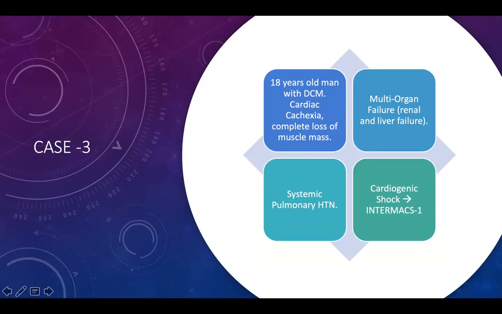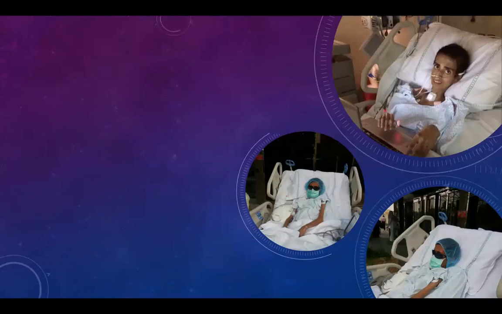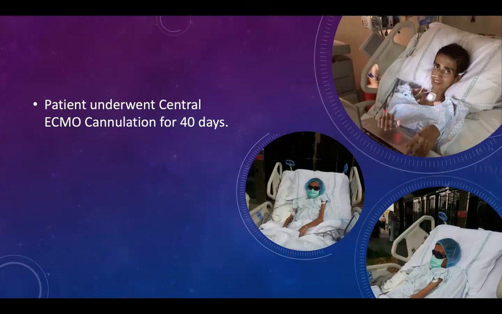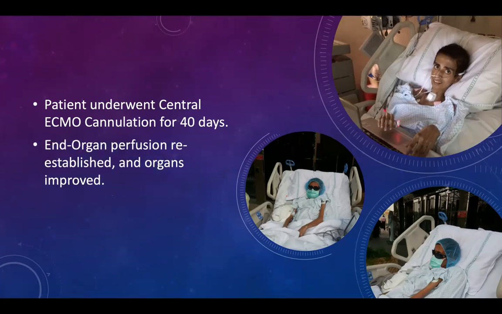Thank you. Case 3, an 18-year-old with dilated cardiomyopathy, is cachectic. He completely lost his muscle mass. He's got multi-organ failure. He's got systemic pulmonary hypertension. He went into Intermacs 3, then 2, then 1, and then cardiogenic shock. Because of his cardiogenic shock, he has an ECMO insertion to perfuse his end organ function. What do you do for this patient?